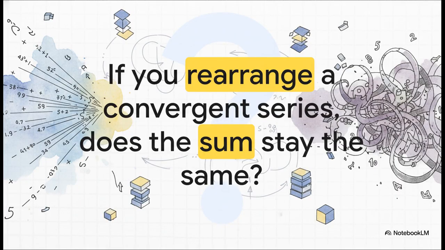And that leaves us with one last really fascinating question to think about. We just proved that the alternating harmonic series adds up to some specific number. But what if you started shuffling the deck? What if you rearranged the order of the terms, adding the positives and negatives in a different pattern? Would you still get the same sum? The answer? Well, it's pretty wild, and it leads us directly into our very next topic. I'll see you then.